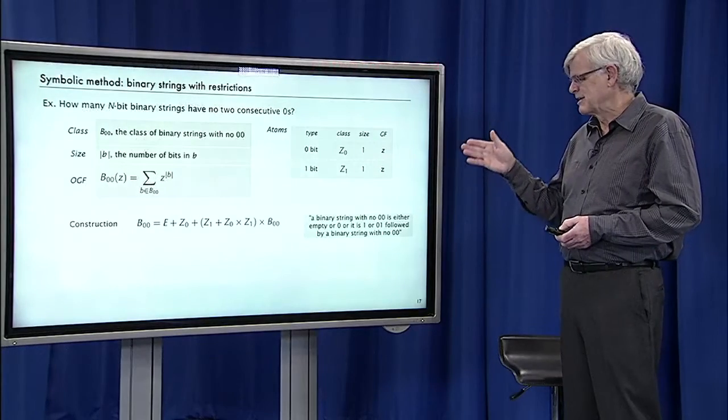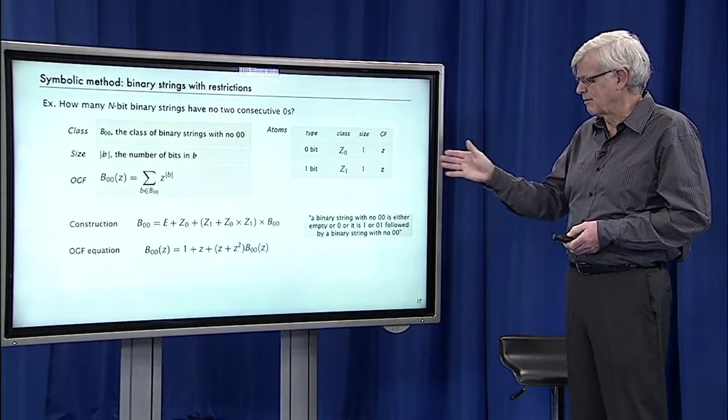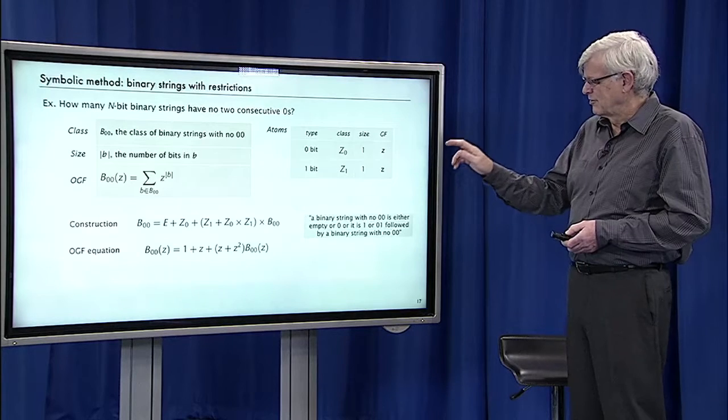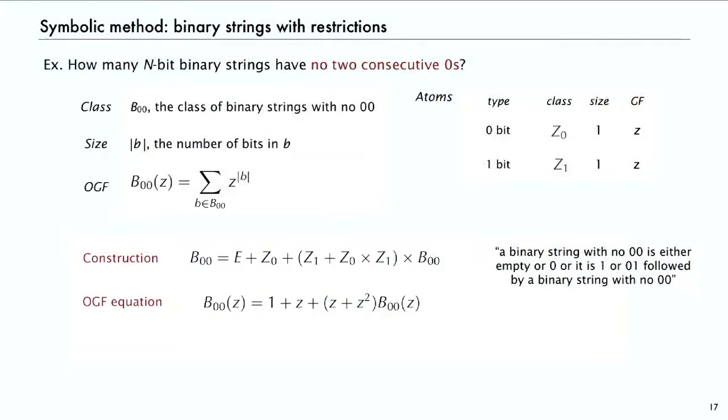Combinatorial construction immediately translates to a generating function equation. Z0 cross Z1 is Z squared. Z1, generating function is Z. Epsilon plus Z0, generating function is 1 plus Z. So put all that together, now we have a generating function equation for B00 of Z that we can solve, and it's 1 plus Z over 1 minus Z squared.